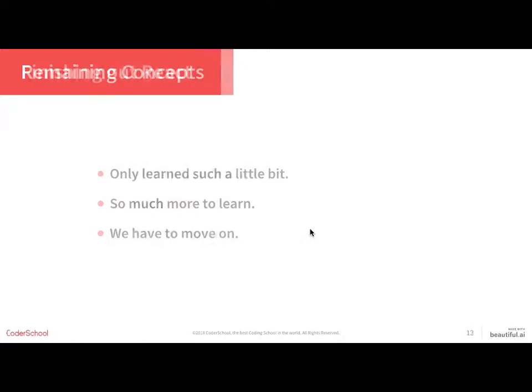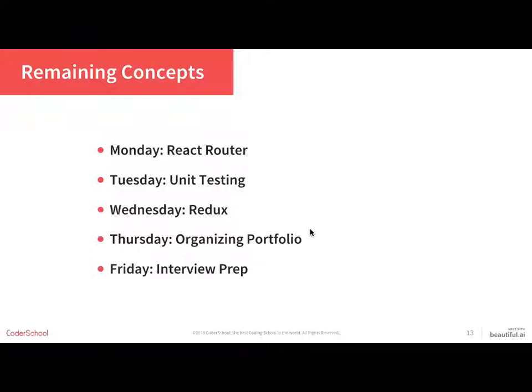So what are we going to be moving on to? Today we're going to be looking at React Router, a way to route our applications to different pages and have different content. Tomorrow we're going to be looking at unit testing. I know that many of you have run into this problem where you fix one thing and then you break something else. That's what unit testing is. We're testing individual units of our application, making sure that the behavior is what we expect. On Wednesday, we'll be using Redux.